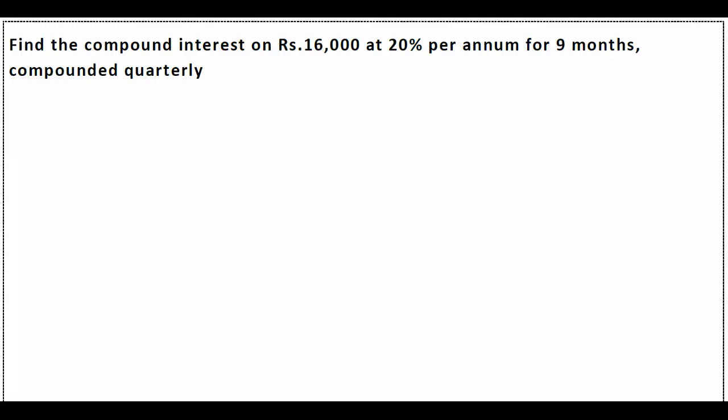First, observe the question. What did they ask: compounded annually, quarterly, half yearly, or bi-monthly? Here they have asked for quarterly. Now look at the time period, 9 months. In 9 months, how many quarters are there? Three quarters, of 3 months each. So first quarter, second quarter, third quarter. So clear? Now I don't need this 9 months.